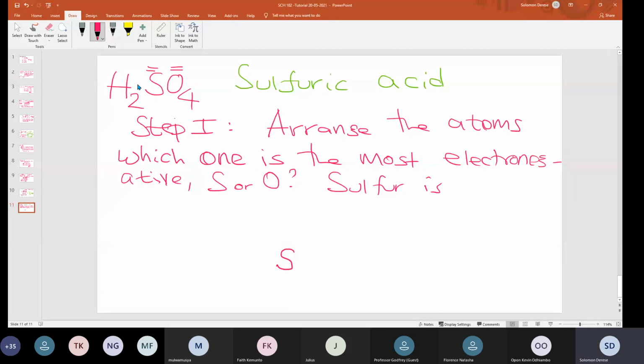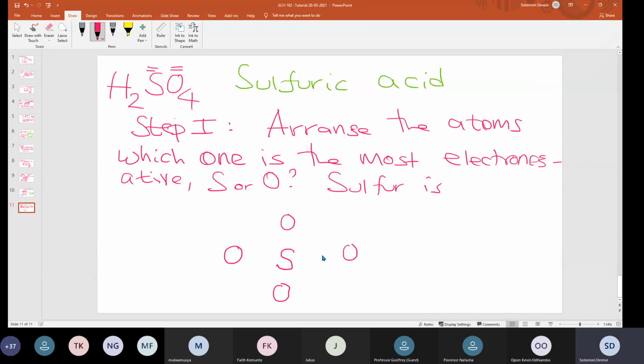And this sulfur will be surrounded by oxygens. So we'll have one oxygen in here, another oxygen here, another oxygen here, another oxygen in here. Okay? And then the two hydrogens bonded to these oxygens, okay?